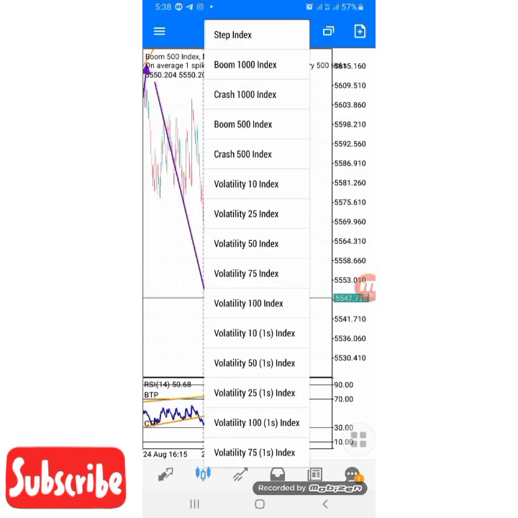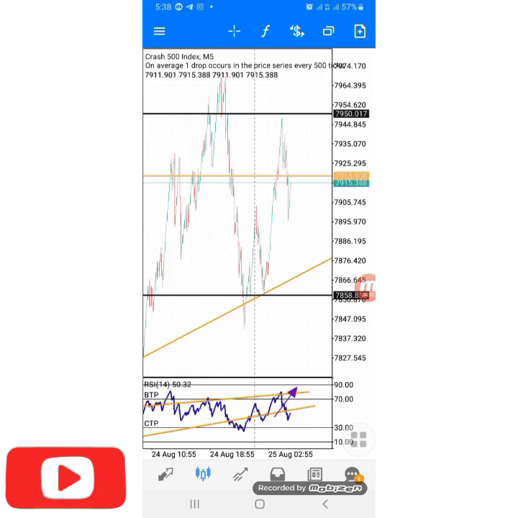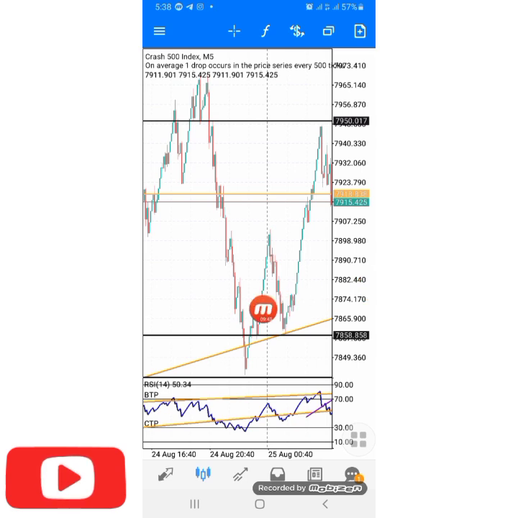Let's go check on that Cash 500 and see what's happening here. Now here Cash 500, see that we took our trade right from this region. We took our trade very sniper, very sniper here. Yeah, we have a sniper entry from here. Why do we take it?